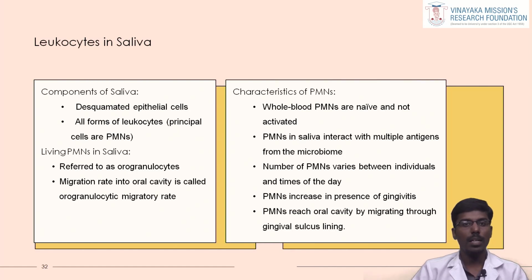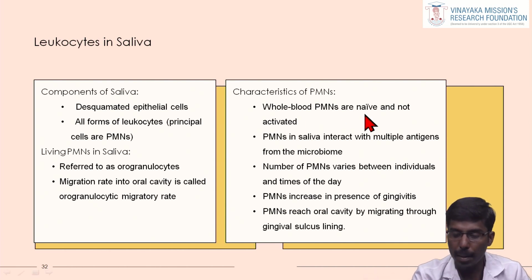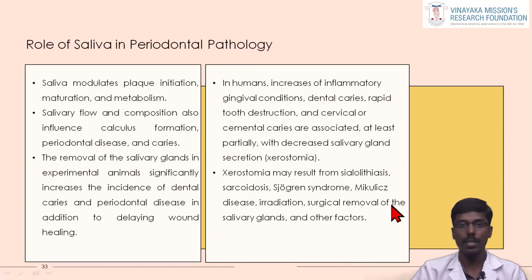Now similar to the gingival fluid, as we saw earlier, leukocytes are also found in the saliva. There can be live leukocytes, also dead leukocytes. The leukocytes, especially neutrophils found in the saliva, are known as the orogranulocytes, and the migratory rate is known as the orogranulocyte migratory rate. Now coming on to the characteristics of these PMNs that can be found in the saliva. The whole blood PMNs are naive and non-activated. The PMNs in saliva interact with multiple antigens from the microbiome. This can also increase in the presence of gingivitis. The PMNs reach the oral cavity by migrating through the crevicular epithelium.